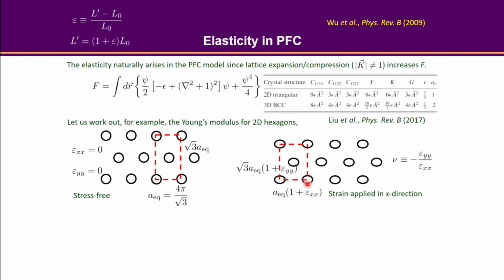So if I'm applying a strain in the x direction, there will be a responsive strain in the y dimension. And the Poisson ratio is basically the ratio between the responsive strain and the applied strain. As you might experience in daily life, if you are pulling something in one dimension, you are expecting a compression in the other dimension or the other two dimensions. So there's always a negative sign to correct for the opposite sign of these two strains. So the Poisson ratio is defined like this.